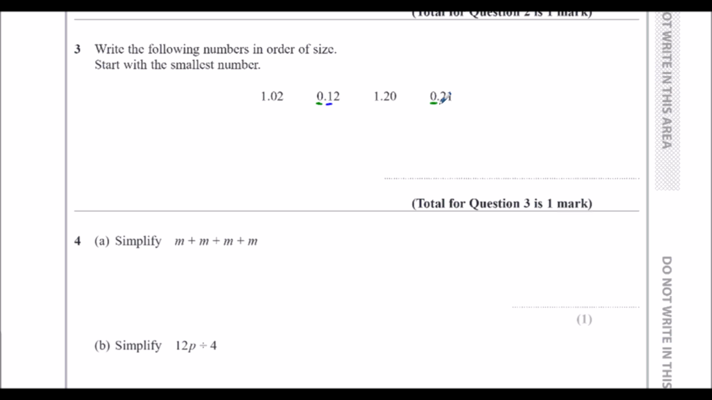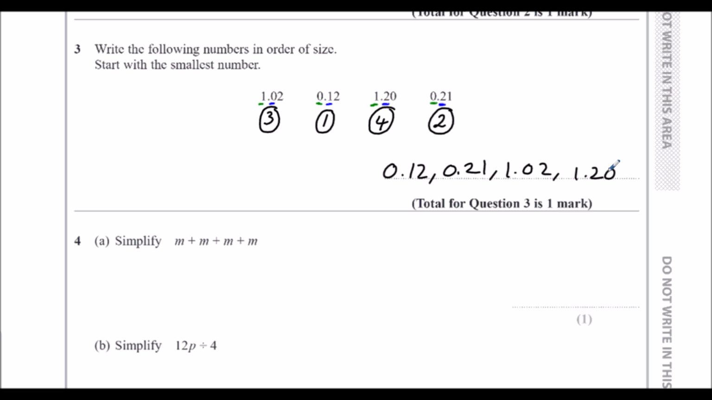So this is the tenths column, the next one to the right. So we've got a 1 and a 2, so the 1 must be the smallest. So that's the smallest number. That must be the second smallest number. So 0.12, then 0.21. So for our ones with 1, they both had 1 in the ones, so they're the same. Then we compare the tenths. We've got a 0, which is smaller than a 2, so that's the third and the fourth number. So it's 0.12, 0.21, 1.02 and 1.20.